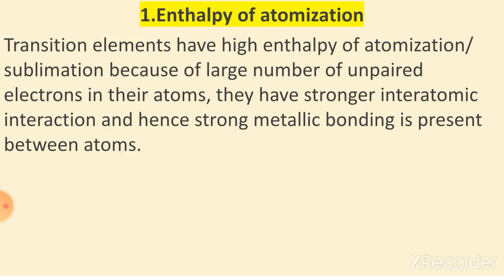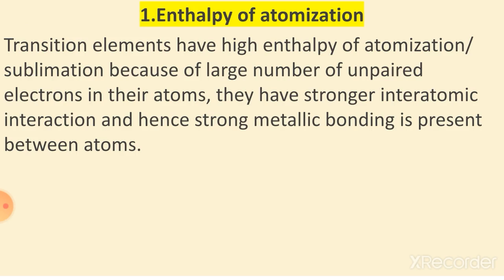Look here. Transition elements have high enthalpy of atomization or sublimation. Sublimation here means the conversion of solid to gas state. The energy provided is known as sublimation energy. Because of the large number of unpaired electrons in their atoms, they have stronger interatomic interaction and hence a strong metallic bond is present between the atoms. So that is the reason behind the high enthalpy of atomization.